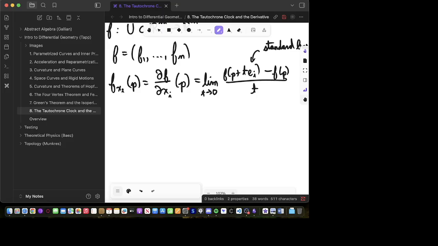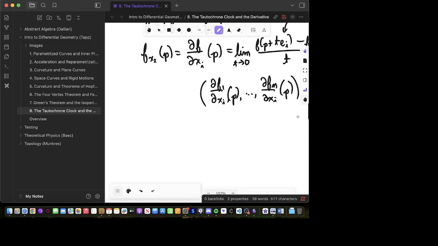Just like with parametric derivatives, you can compute these partial derivatives component-wise as well. So we have the partial derivative of f1 with respect to xi of p, through the partial derivative of fn over partial xi of p, and that's basically that.